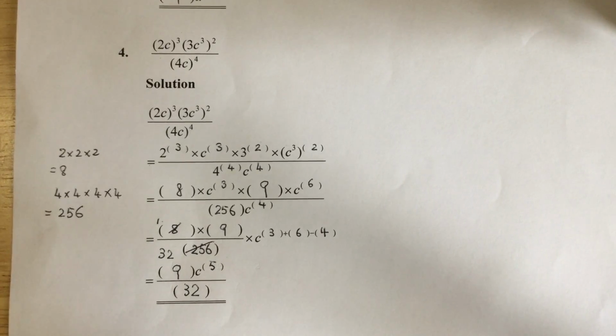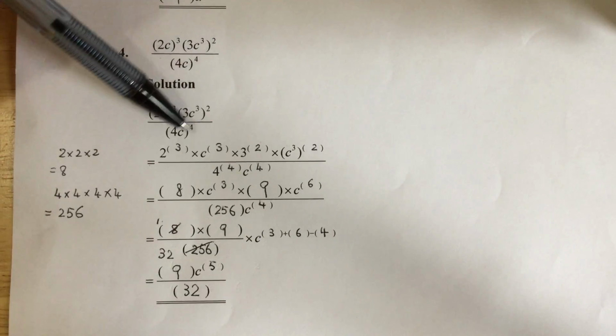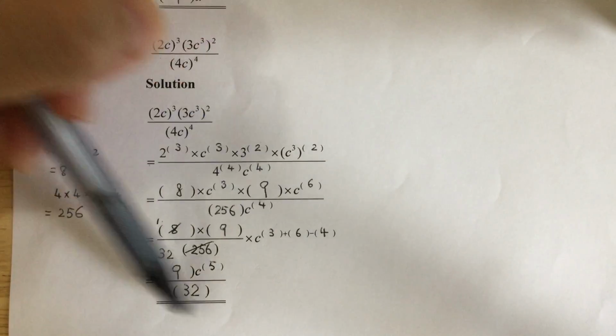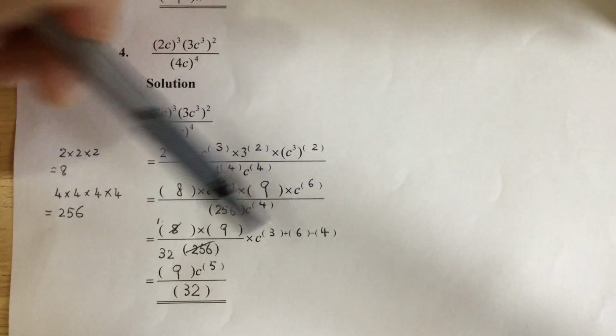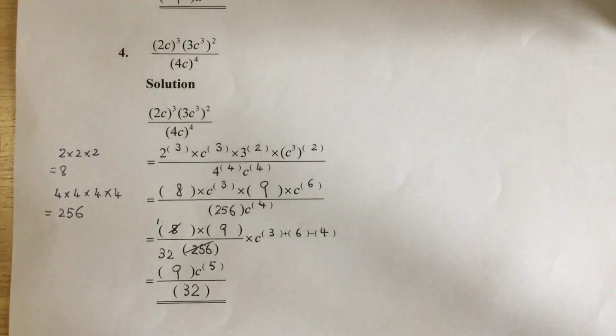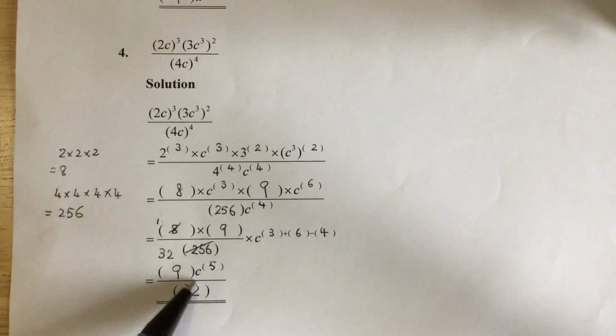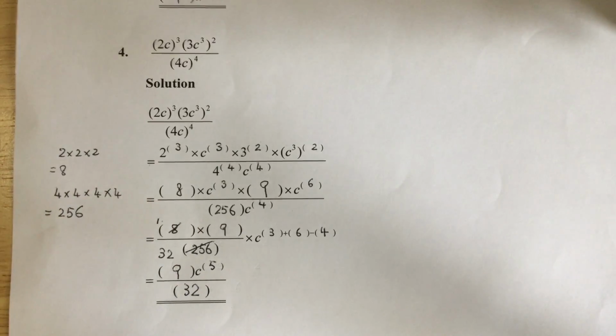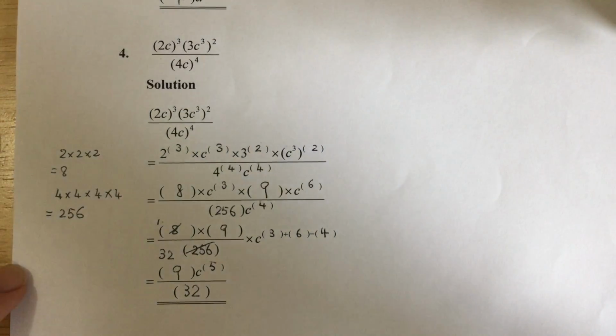Okay. So every time you will break down the bracket first. And then second, you will do the calculation, and then finally you will do the addition for the index, and maybe even the subtraction for the index. But for the calculation of numbers, you will do the multiplication and division. Okay, so make sure that you know how to do question 4.